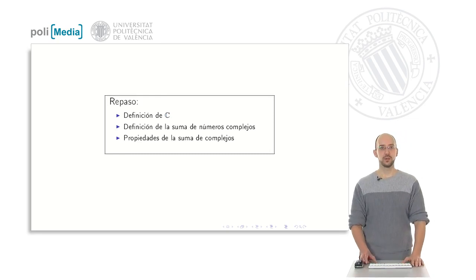Well, up to here, we have seen a quick introduction to complex numbers and the definition of the sum of complex numbers. What should be clear to us at this point? Well, the definition of complex numbers, the definition of the sum of complex numbers, and the properties that complex numbers have, which are in principle the same properties that real numbers have.